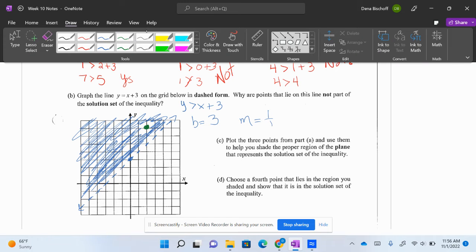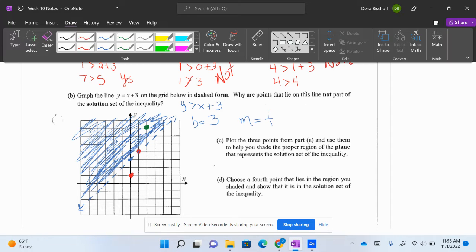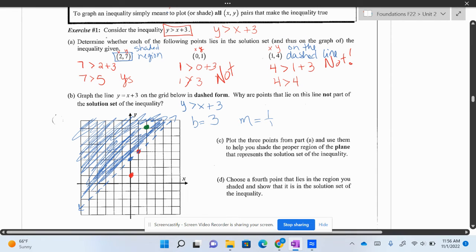The ordered pair 0, 1, which we tested, would be right here. Is that in the solution set? No, it is not. The ordered pair 1, 4 that we tested is right here. And it's on the dashed line, which means it's not part of the solution because it's a dashed line. So this is on the dashed line. It doesn't count.